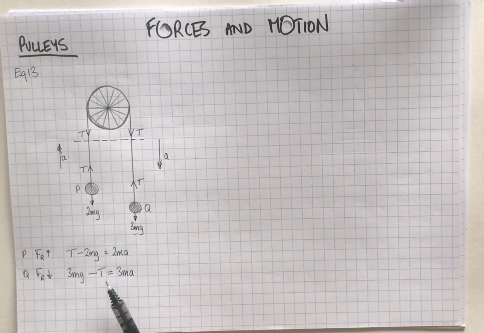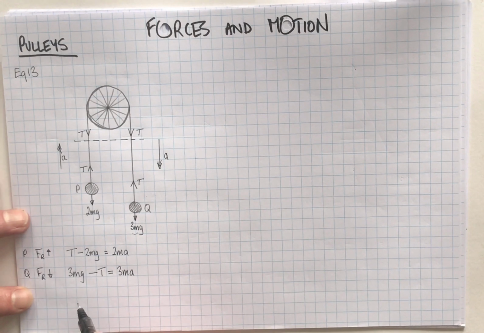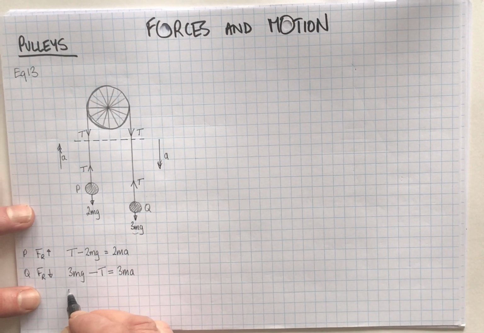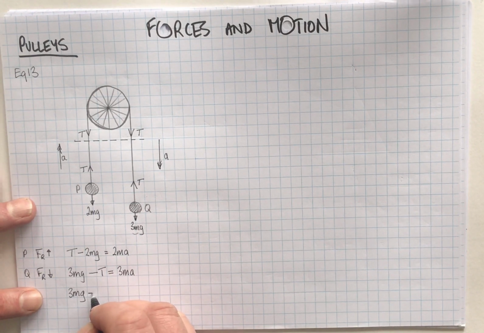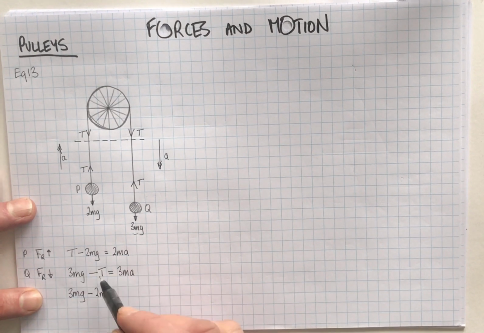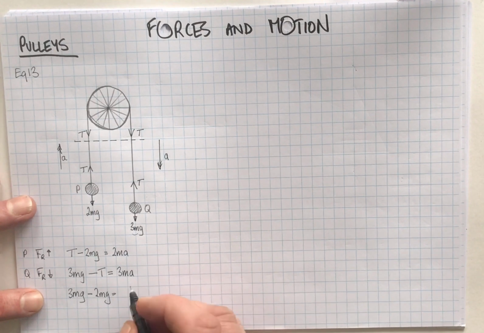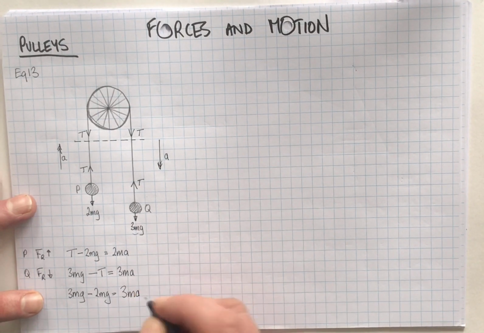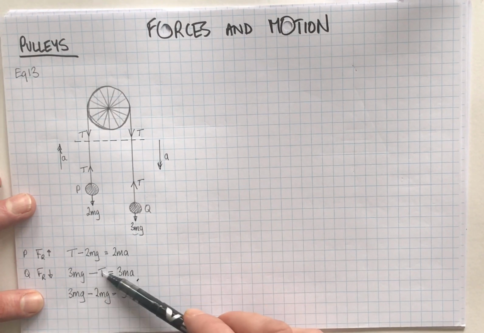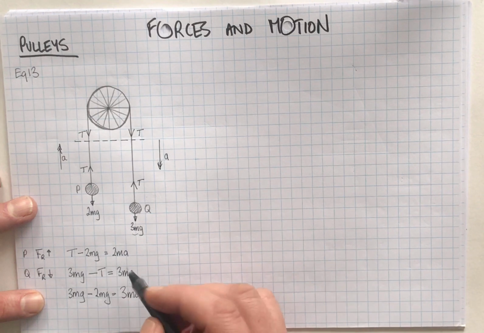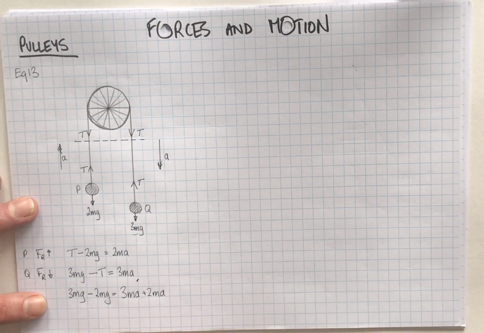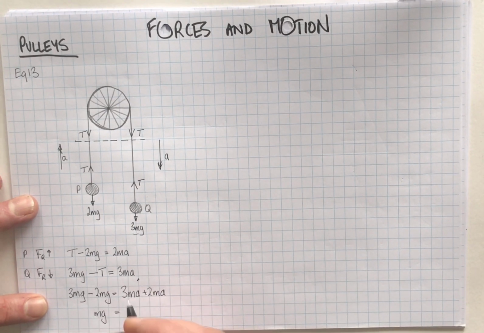Now, if these two tensions are the same, then we can just solve these simultaneously, add them together, or whatever we want to do. Let's add these two together. We've got to be careful here because, sorry, I'm not taking them together, I'm adding these two equations together to get rid of the T's. So 3mg, add minus 2mg, add the minus T to the T, they cancel, 3ma plus the 2ma. So I have got that mg equals 5ma.